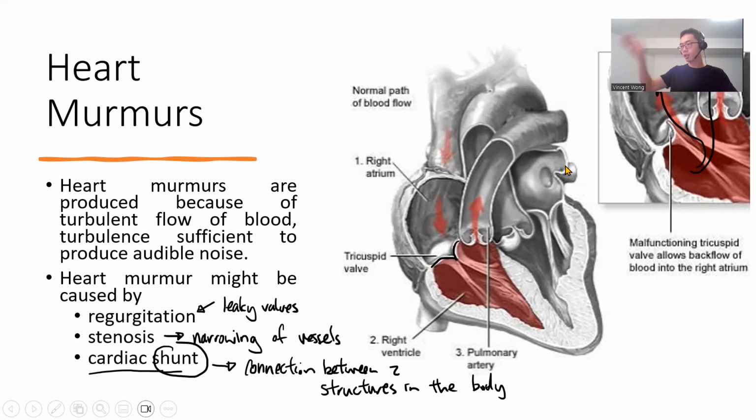Okay, so just to backtrack a little bit, what are we talking about? Normally, there are two heart sounds, right? The lub and the dub. That's normal. If there are extra sounds, we say heart murmur. The murmur can be caused by leaky valves, narrowing blood vessels, or a shunt, which I'll show you what it is.